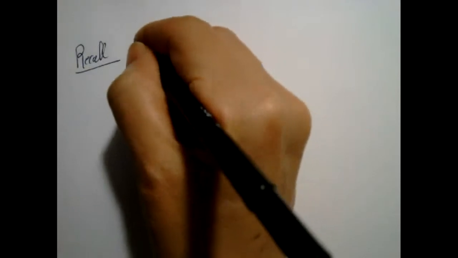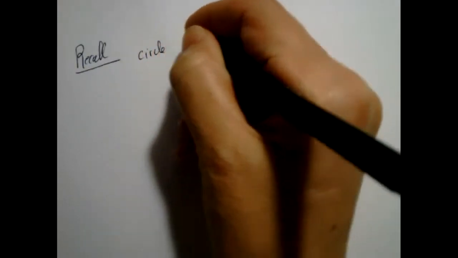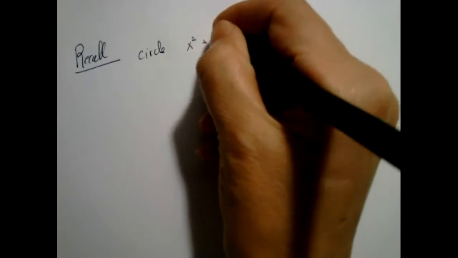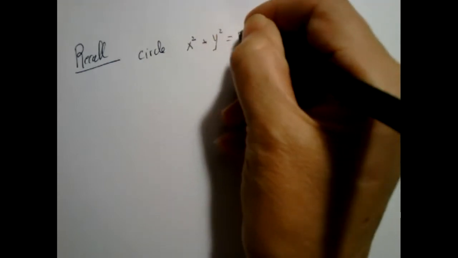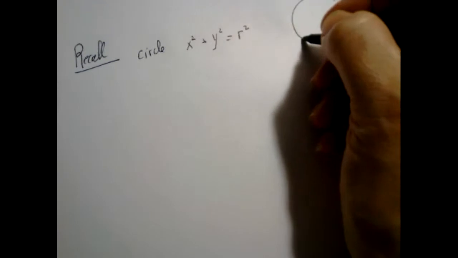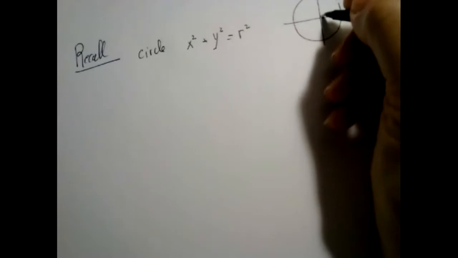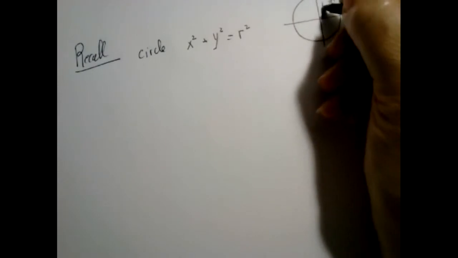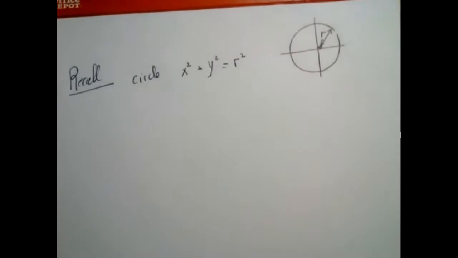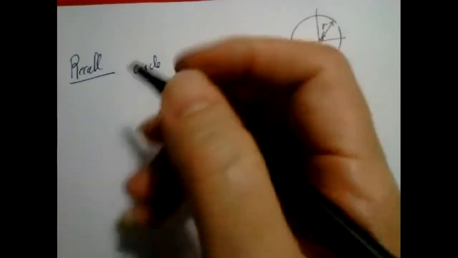Why 39? Okay, we'll do that. Before we answer your question, I just want to recall the equation of the circle, because we will use that. So the Cartesian equation of a circle, if you have a circle centered at the origin and with radius r, is x squared plus y squared equals r squared.